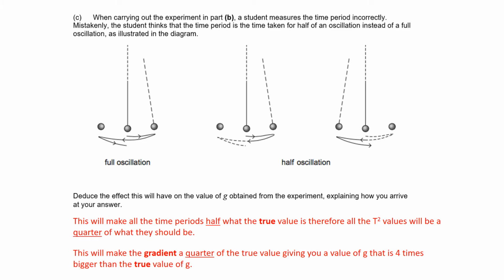So if the t squared values are all a quarter of what they should be, that will make the gradient a quarter of what it should be. And seeing as to get g, we divide 4 pi squared by the gradient, that's going to give you a value of g that's 4 times bigger than the true value of g. So that's the effect and how we'd explain it.